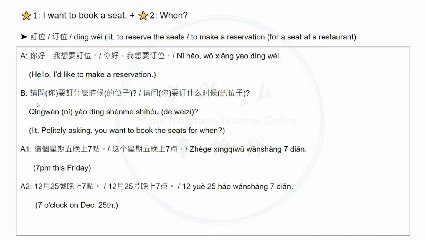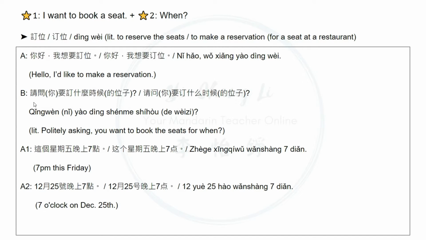B, 请问你要定什么时候的位置？请问 literally means politely asking, and then you attach a question you want to say. So in this case, you want to 要定什么时候 reserve when, 什么时候的位置 when seat, the seat of when, okay? And when I put them in brackets, it means it's fine if you omit this part.